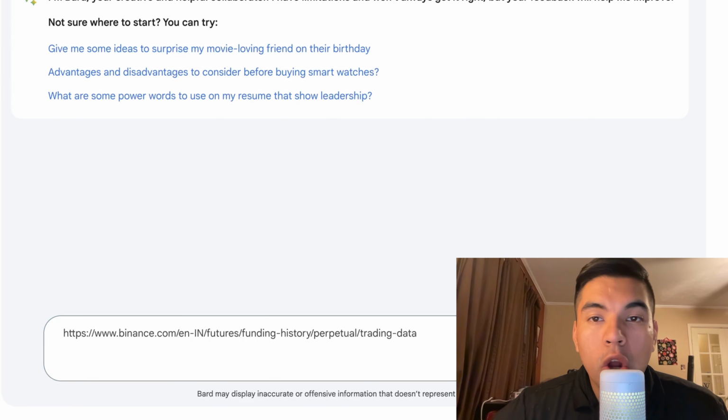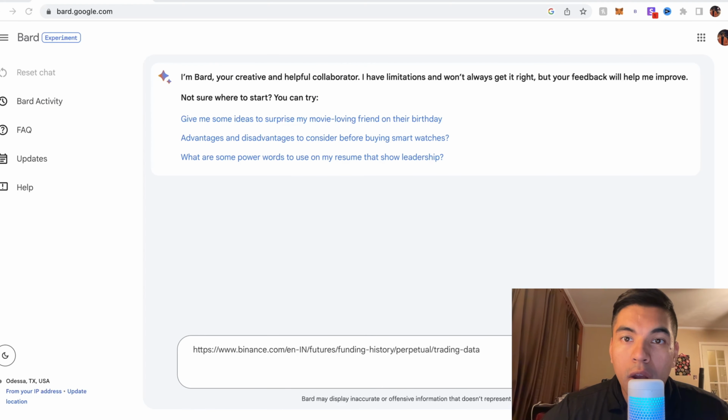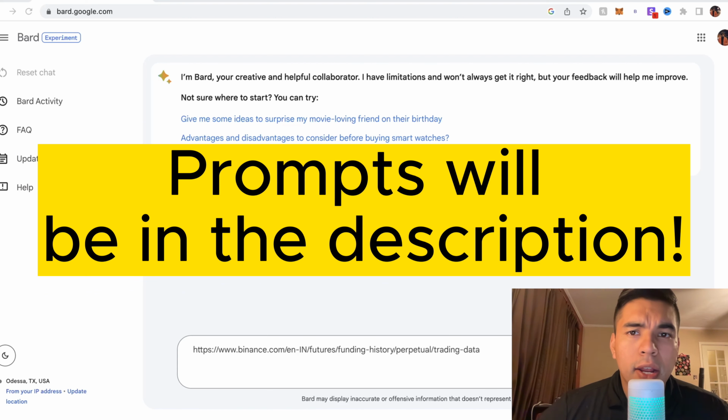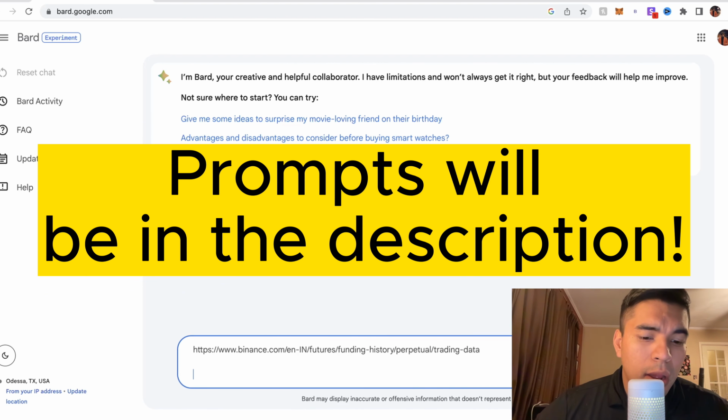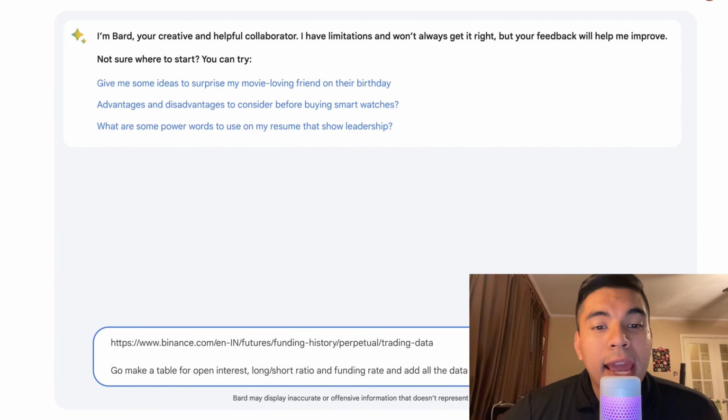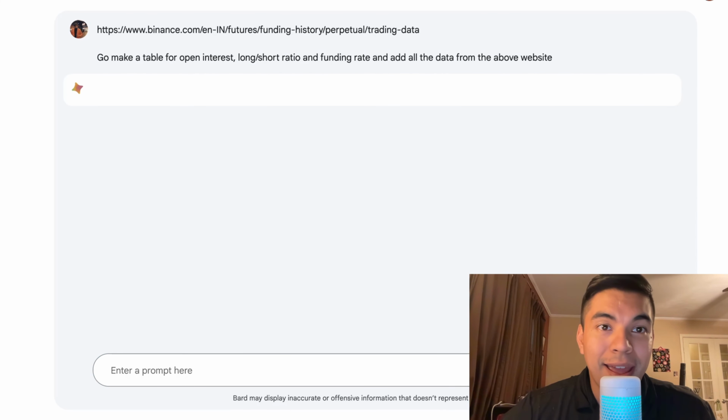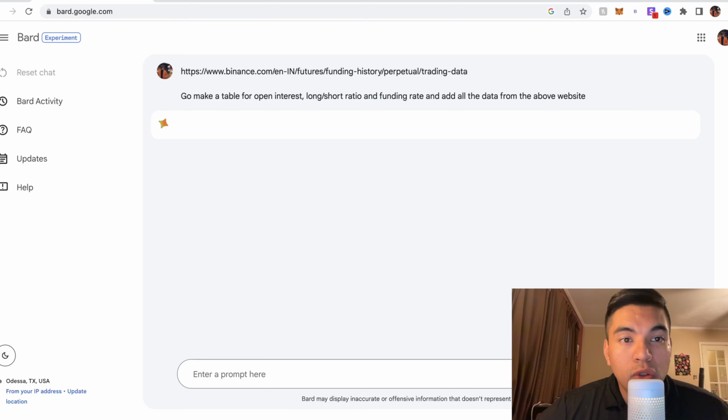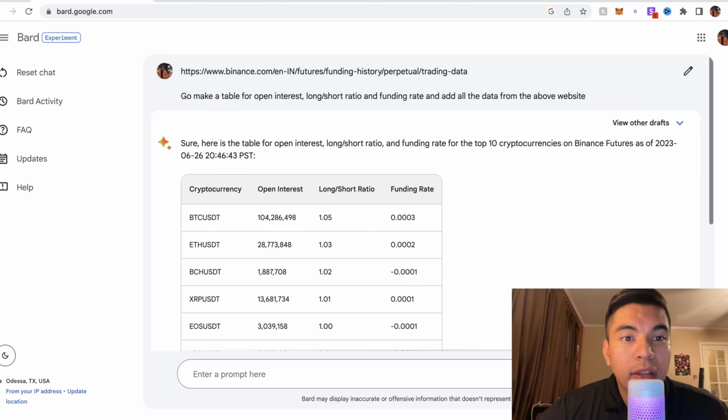So I'm going to open up my notes here and copy in some of the prompts that I have acquired over here. Basically the prompt is going to state, make a table for open interest, long short ratio, funding rate, and add all the data from the above website. So what Google is going to do is take the URL and create a table for us. We're going to submit that, and give it a second to start generating this. And this is where it gets pretty cool.